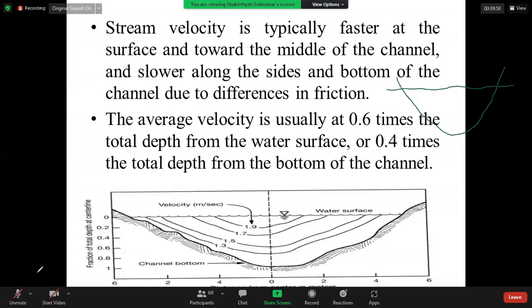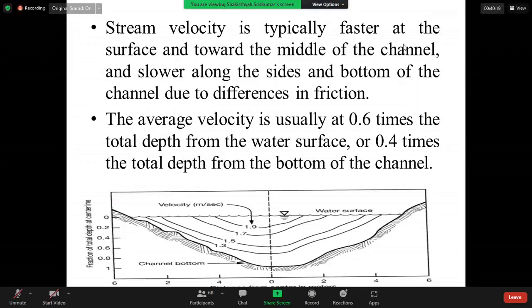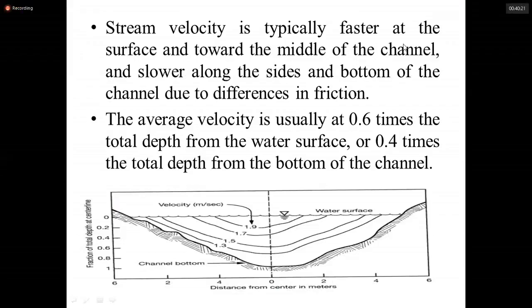of your stream. What do you think? Is the velocity equal for every part of the channel, or is it different from point to point? What do you think? Different from point to point. Yes, it's different from point to point. Stream velocity is typically faster at the surface and towards the middle of the channel.